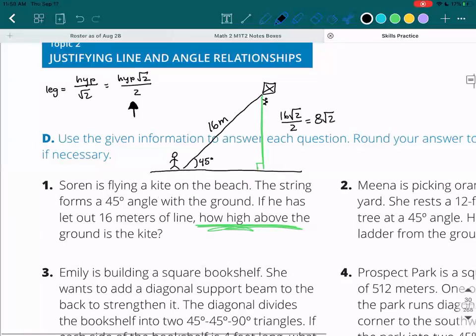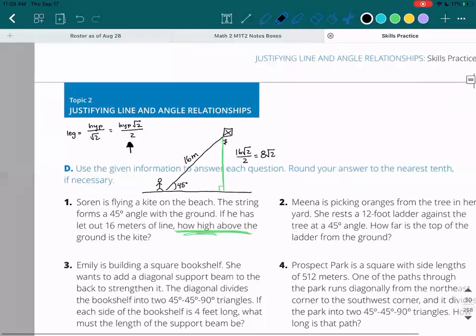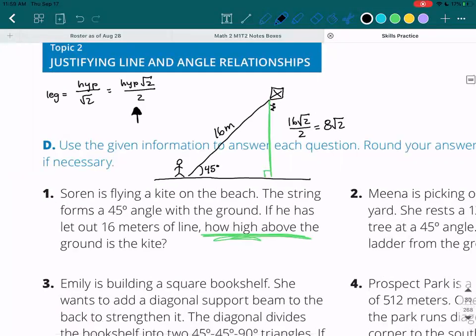They want us to round our answer to the nearest tenth if necessary, so we have to find out what 8 radical 2 is. I'm going to use my calculator and type in 8 times radical 2. If you type this in a calculator, you will get 11.3. I'm rounding it to the nearest tenth already. So how high above the ground is the kite? 11.3 meters.